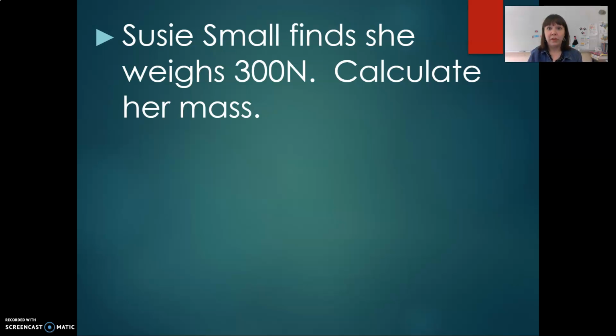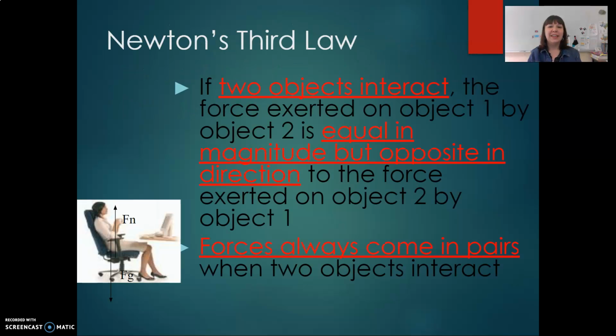Susie Small finds that she weighs 300 newtons. Now I said small. Susie is small. She weighs 300 newtons. It sounds like a big number, but that's because we're used to thinking in pounds. What is her mass in kilograms? Try this one. All right, did you get it? Awesome.